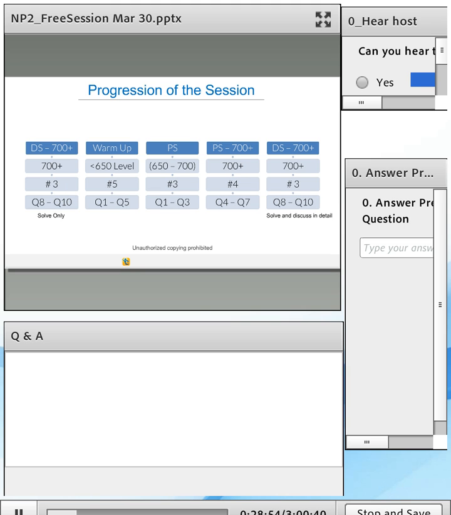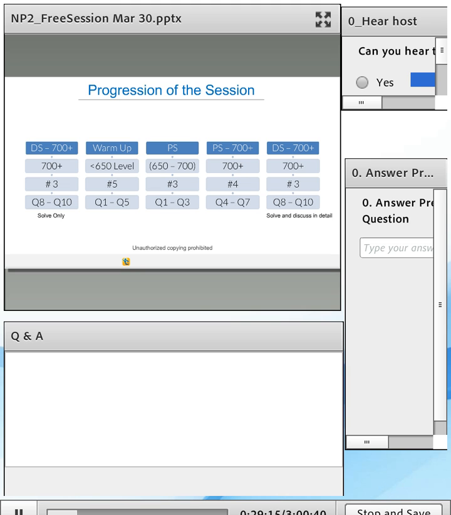Right. So again, that's how we'll do it. We'll solve these three questions first, then we'll go through warm-up exercises. So now we are going to go through progressively increasing the difficulty of the questions. And then we'll go through problem-solving questions here, 650 to 700 level. And then we'll solve some problem-solving questions of 700 level.